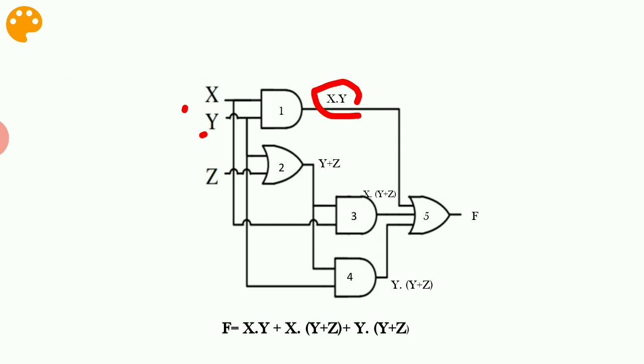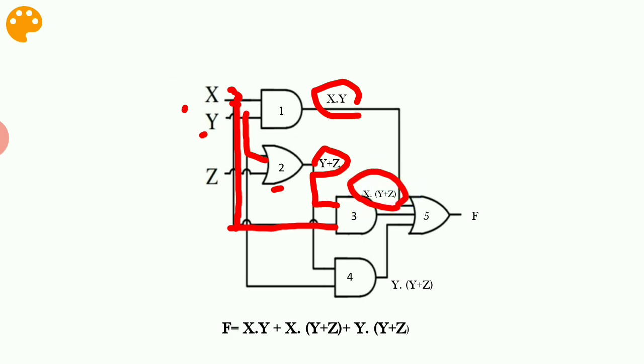What are the inputs of the second gate, an OR gate? One input of the second gate is Y and the other input is Z. So its output will be Y plus Z. What are the inputs of gate number 3, which is an AND gate? One of its inputs is Y plus Z coming from the upper channel and the other input is X. You can see that the other input comes right through here. This channel feeds the third AND gate with the X input. So what will be its output? Its output will be X into (Y plus Z), the product of the 2 inputs.